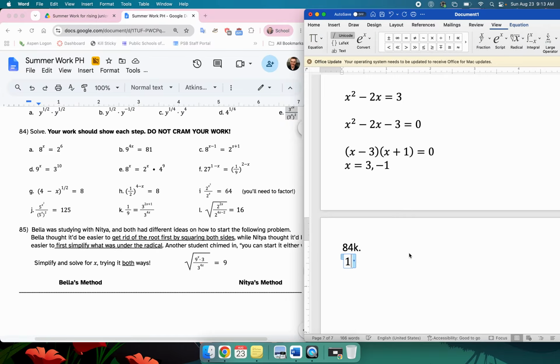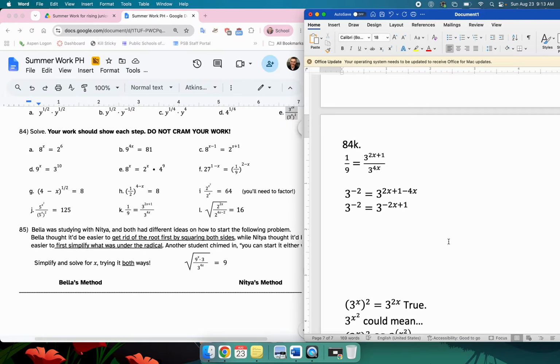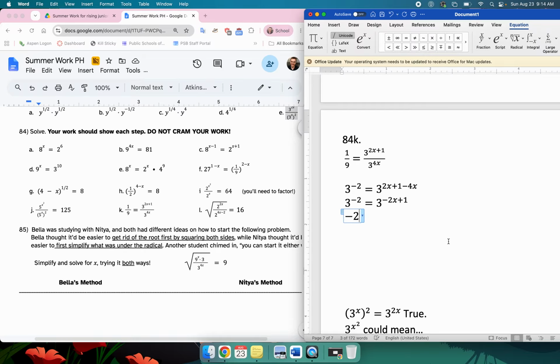1 over 9 is equal to 3 to the 2x plus 1 over 3 to the 4x. Everything here is a power of 3. The left-hand side is 3 to the negative 2. The right-hand side is 3 to the power of 2x plus 1 minus 4x. That's 3 to the negative 2 is equal to 3 to the power of negative 2x plus 1. The bases are the same, so I can equate the exponents. Negative 2 is equal to negative 2x plus 1. So negative 3 is equal to negative 2x, and 3/2 is equal to x.